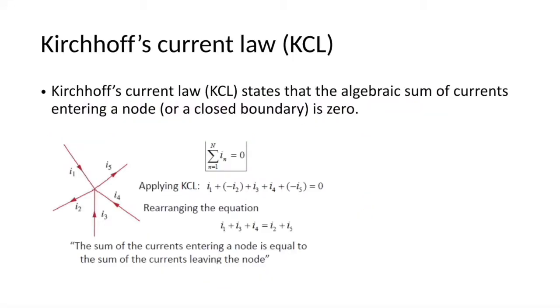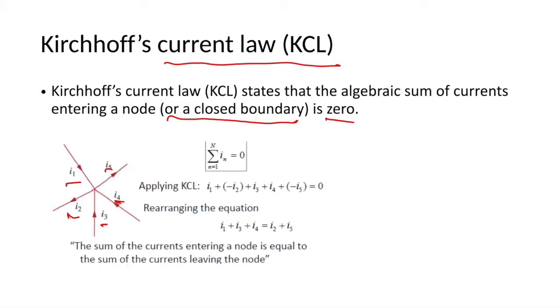Okay, now let's first talk about Kirchhoff's current law. Kirchhoff's current law states that the algebraic sum of currents entering a node or a closed boundary is 0. Let's take a look at this figure. There are 5 currents, I1, I2, I3, I4, and I5. Some of them are entering the node and some of them are leaving the node.